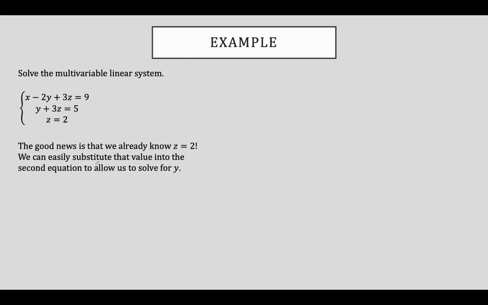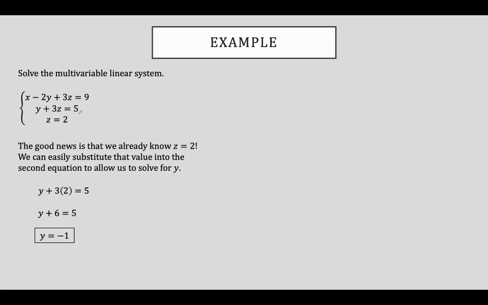We can easily substitute that value into the second equation, and doing so will allow us to solve for y. Notice that our second equation here only has y's and z's, so if we plug in 2 for z, that's going to give us y. y plus 3 times 2 is equal to 5. 3 times 2 is 6. y plus 6 equals 5, which means we subtract 6 from both sides, giving us y is equal to negative 1.